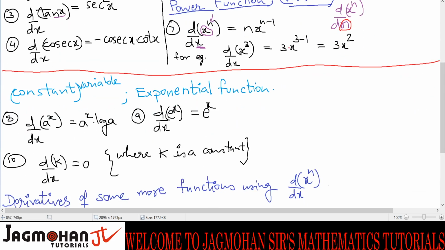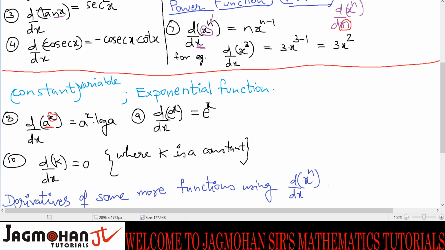So here we got d by dx of a raised to x. A raised to x is constant. A is referred to as a constant and x is a variable. You know the reason why x is variable. The derivative of a raised to x is a raised to x into log of a.